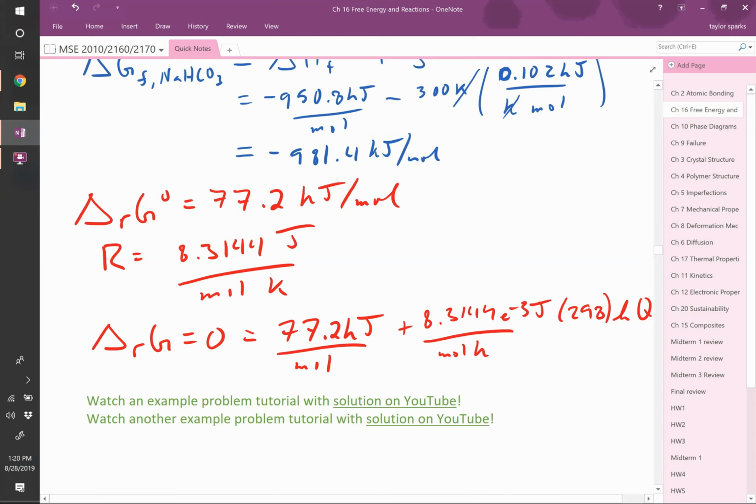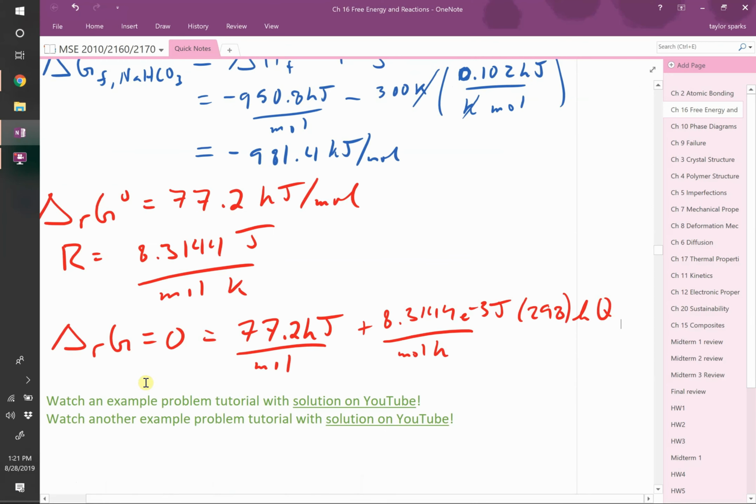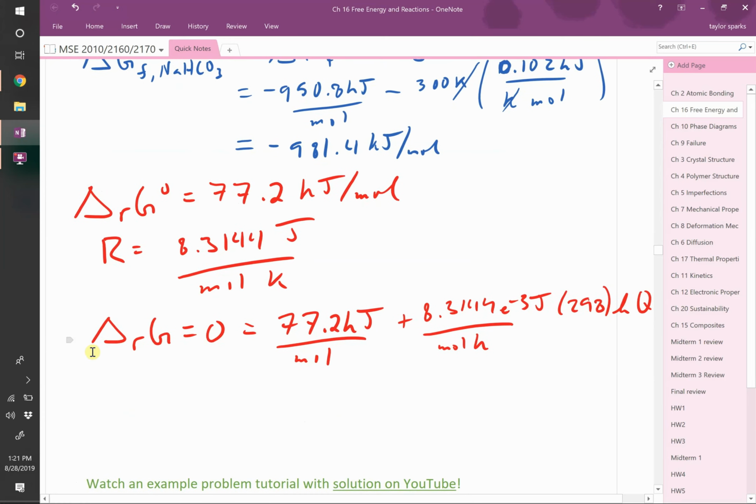Okay, good. So 85% of people think that it is at 2.9 e to the negative 14. We just about solved it. Some people were asking for a reminder. Once you get to this point, you know that 0 is equal to this plus that term. How do you actually get to Q?